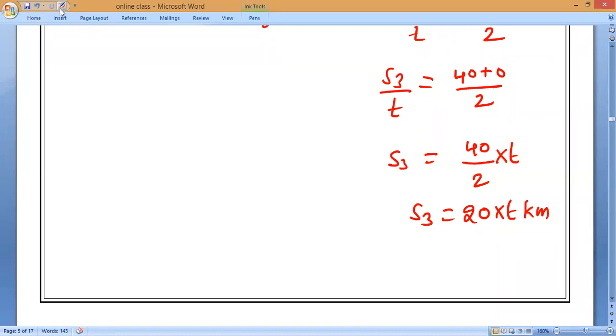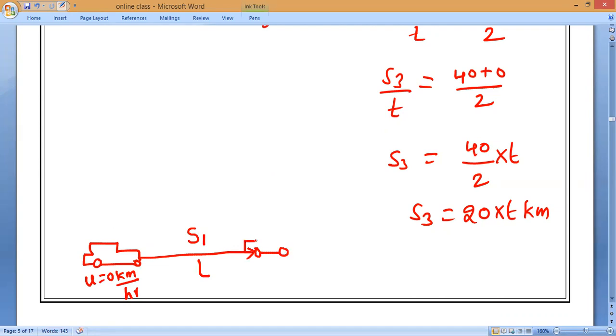Overall, I'm explaining the question. Observe very carefully. First, the journey started. Where did the journey start? You read the question and tell me. The journey started from rest, so the initial velocity is 0 kilometer per hour. Now it traveled some distance, S1, in time t. By the time the body reached, what is the velocity? 40 kilometer per hour. Clear, everyone?